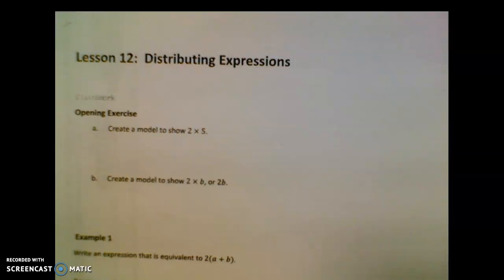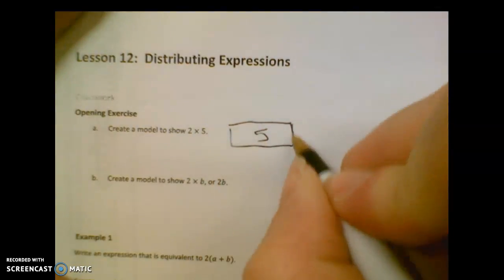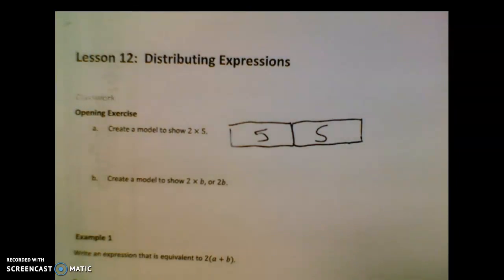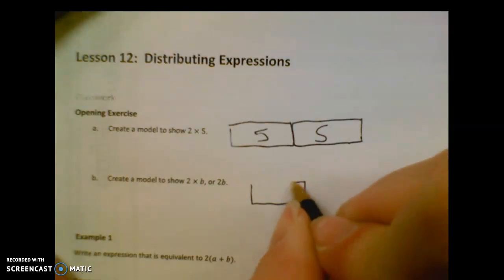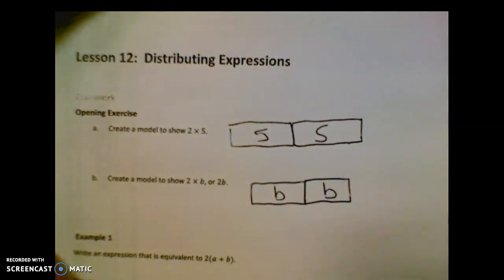If you are back with me, it means you have your models created. So you should have something like this. 2 groups of 5 should look like this. 2 times 5 means 5 plus 5. So that would be my 2 groups of 5. When I do 2b, I don't know how big b is. You can make it as big as you want, but I know that I have 2 of them that are the same. That is 2 groups of b.